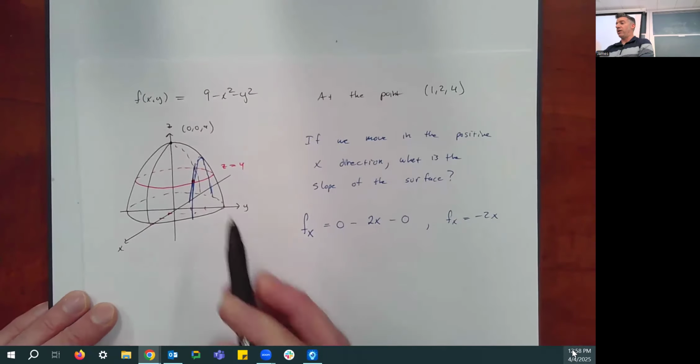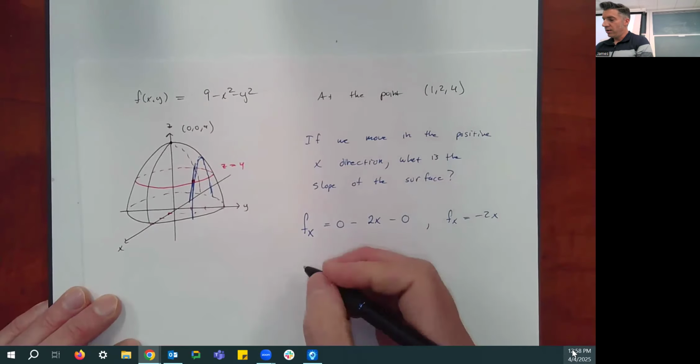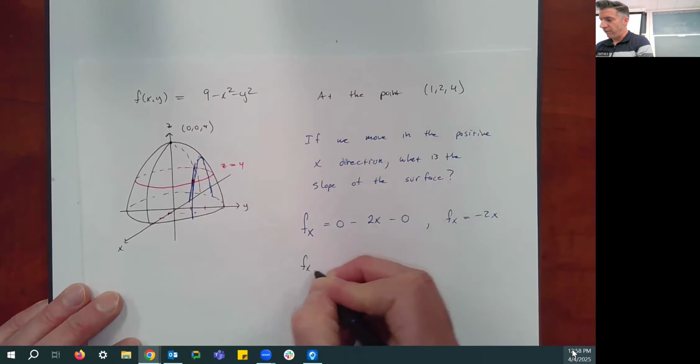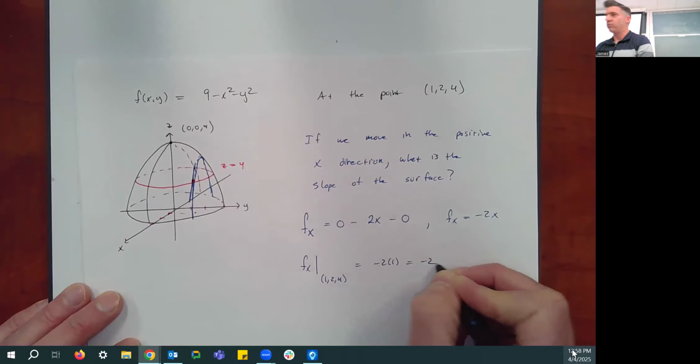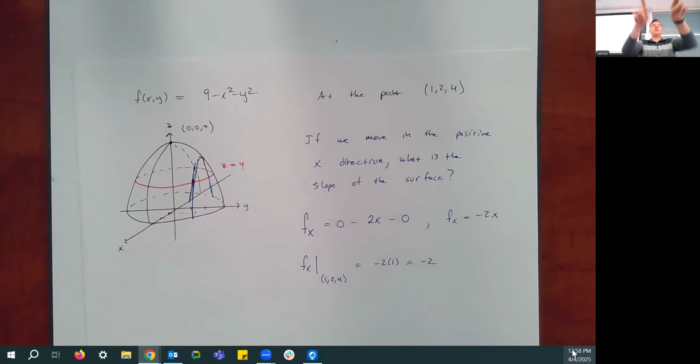And if we plug in the value of x, which is 1, the partial derivative evaluated at (1, 2, 4) is negative 2 times 1, which is negative 2. So if we move in the positive x direction out towards you, the slope is negative 2. For every 1 I move forward, I move 2 down.